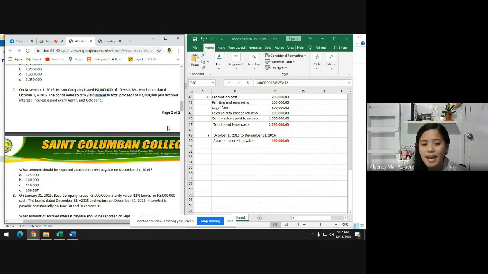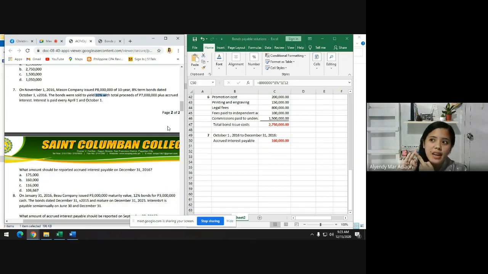Now take note class that in an interest natay duha. The stated interest and I forgot the other term. The effective interest. Okay, the stated interest and the effective interest. Ang stated interest, mao na siyang interest nga nakasulat sa bond certificate.